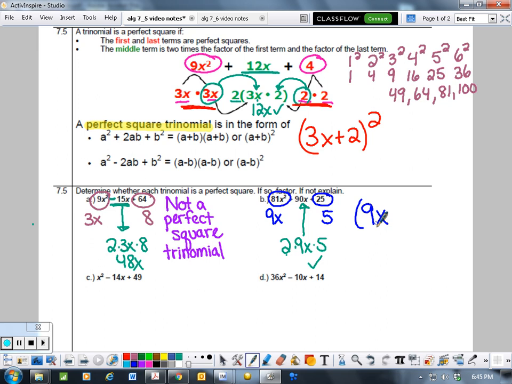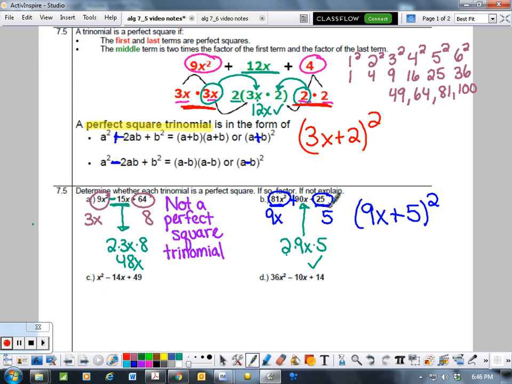And then this is where the sign comes into play. If the middle is a plus, this is a plus. If the middle is a minus, then this is a minus. So this is 9x plus 5, squared. Again, you could factor this out any way you want to, using the normal method, and that would be okay. But these are really big numbers, so it may be harder to factor it out on your own rather than using this hint.